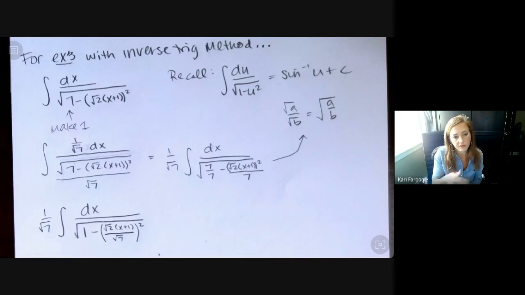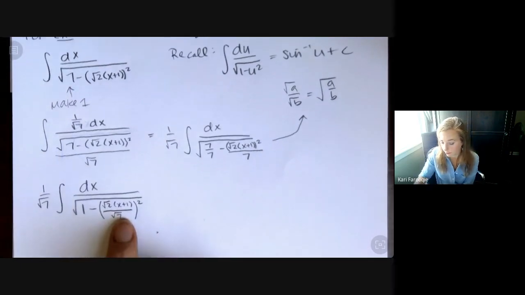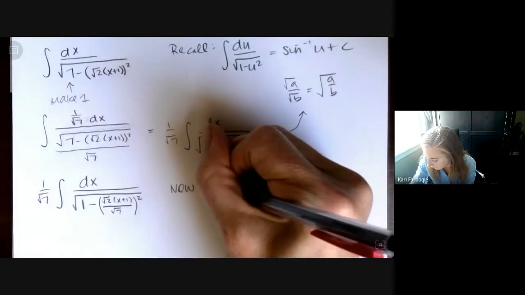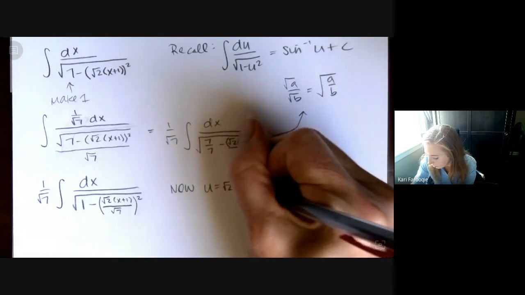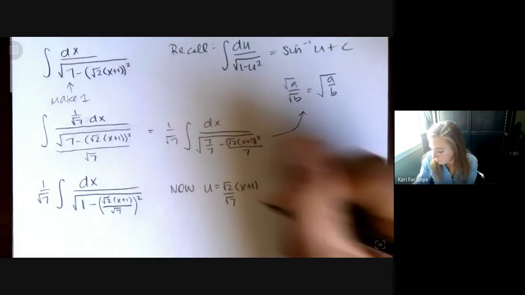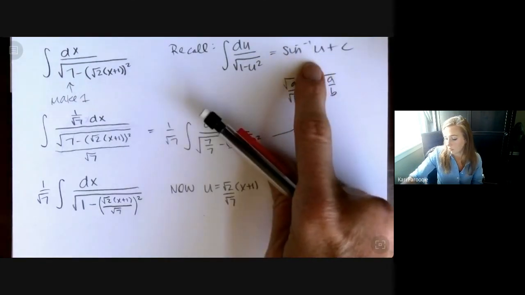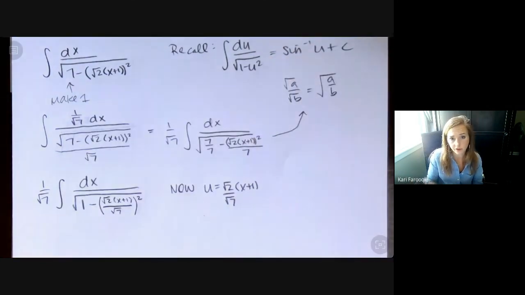So it's a series of little rewrites that you're doing, being very careful with your arithmetic, just to get this so that you now have u equals the square root of 2 times x plus 1 divided by the square root of 7. If you feel more comfortable writing that as just a constant multiple fraction, that's fine. And then what we're working towards here is just being able to write this as inverse sine u plus c. So now you have a u.